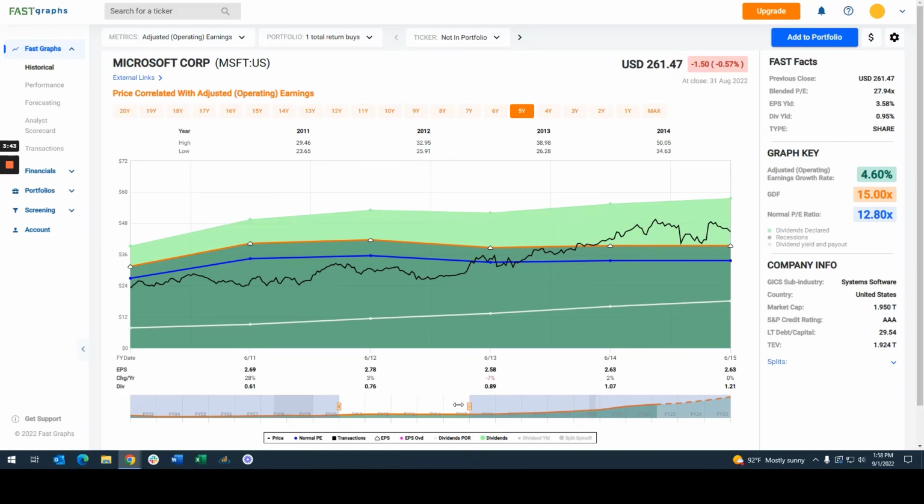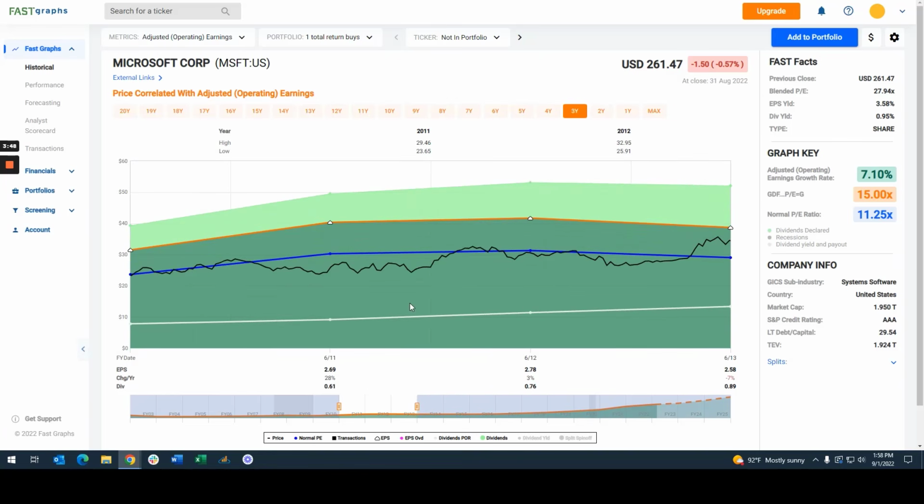So now if I scroll out some more, get rid of a couple of the real high years and only look at this 3-year period, 2011, 12, and 13, the market was only willing to give it about an 11 multiple, and sometimes much lower than that. Now, this is accurate historical information. It gives you that perspective.